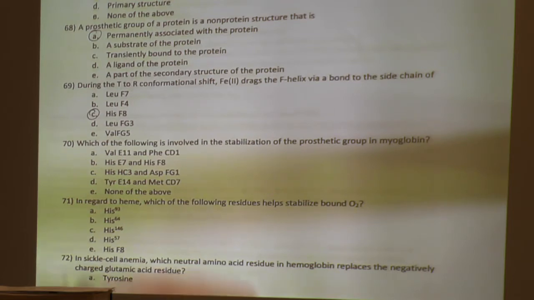It is going to be A. Valine E11 and phenylalanine CD1. Okay, 71. In regards to heme, which of the following residues help stabilize bound O2? It's going to be B, histidine 64. I said B as in boy. I'll go bravo.